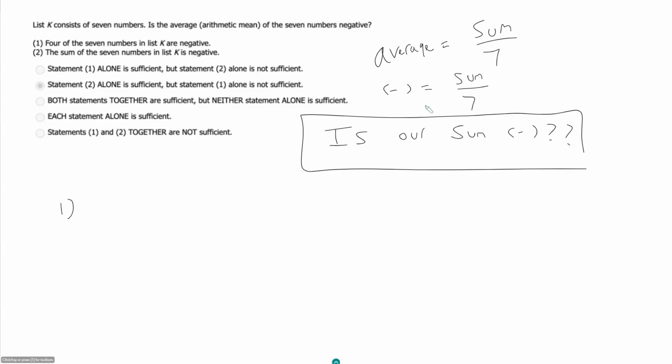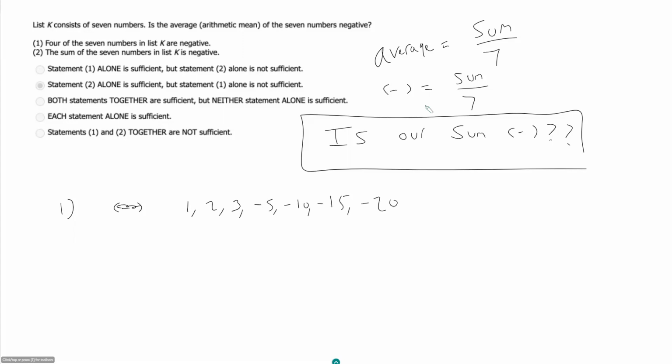Statement 1 says 4 of these 7 numbers in the list are negative, so don't let that confuse you. Even though you have more negatives than you do positives, let's come up with one example. So say we got 1, 2, and 3, and then we got -5, -10, -15, and -20.